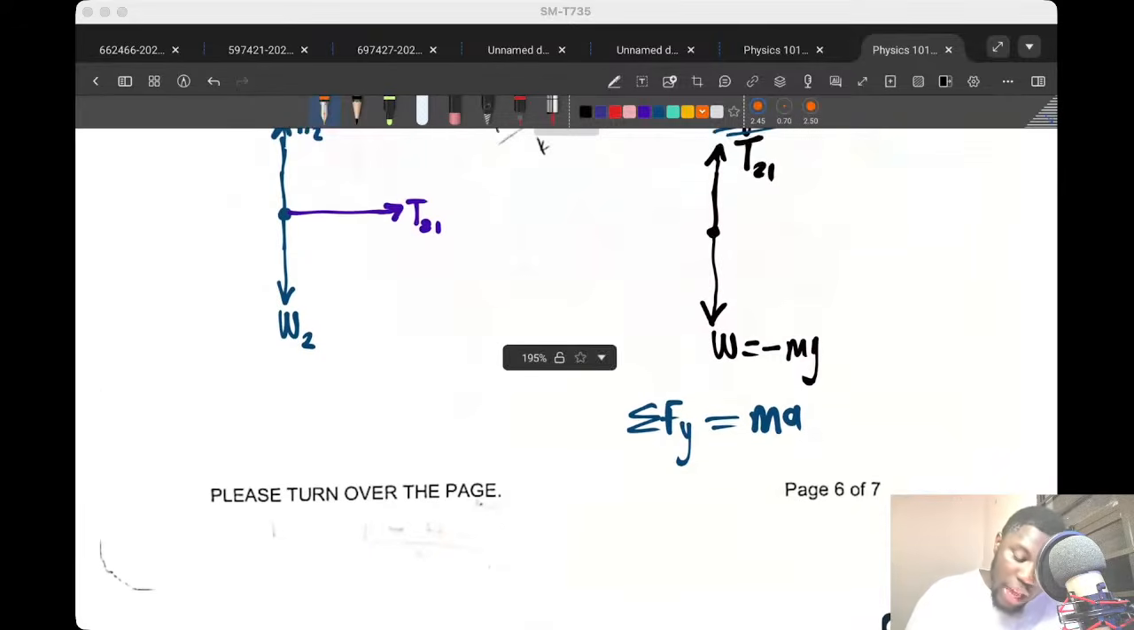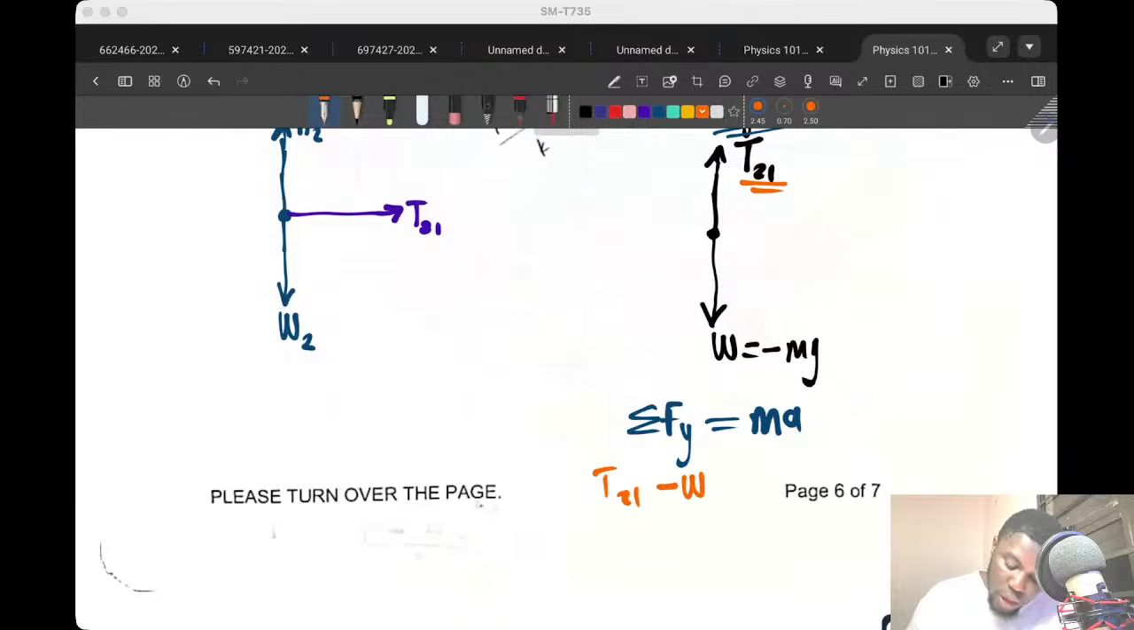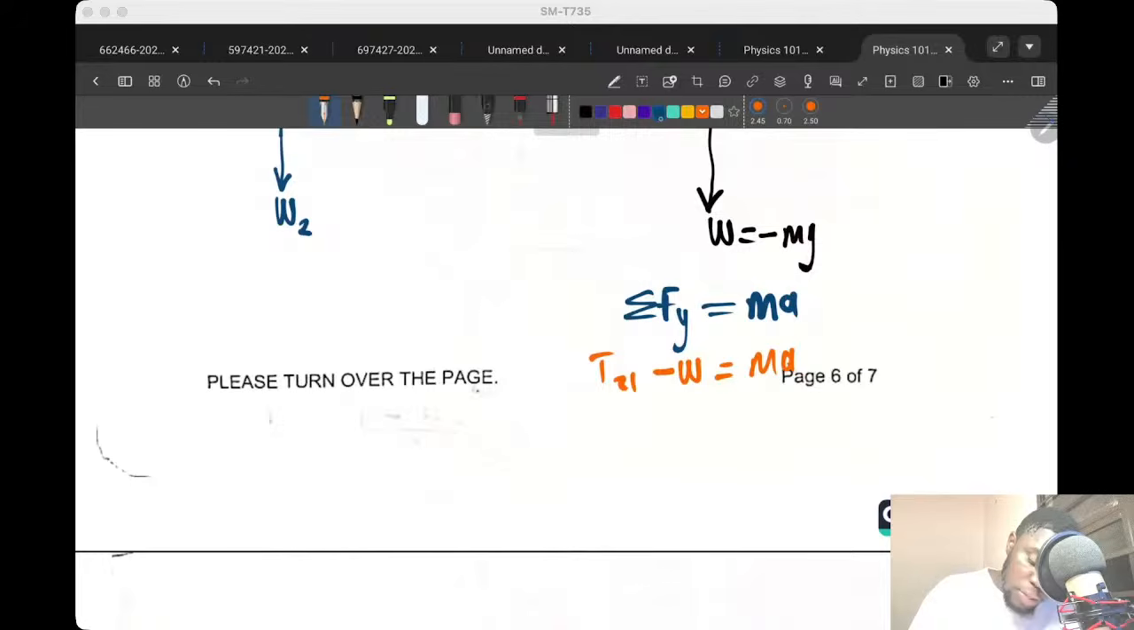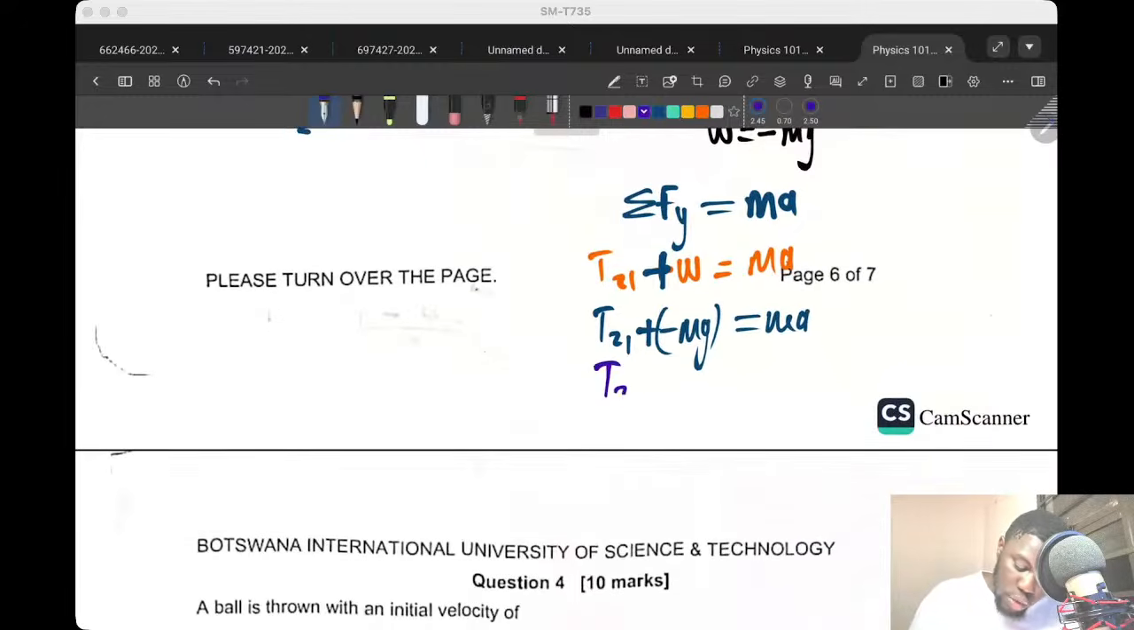So here what do we have? We're going to have tension 2-1. Then we say minus W. This is equal to ma. Okay, it's actually plus. Resultant force you always add. So we say plus. What is the W? W is negative of mg. This is equal to ma. And what you end up having is T21 minus mg being equal to ma. Right, this is what we'll be having.